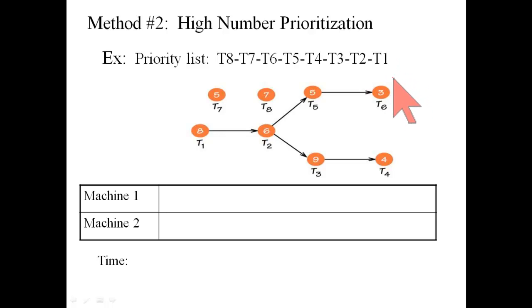You might want to pause the video and see if you can work this out, and I'll proceed here and do the example as well. Machine number 1 says, give me something to do. The highest priority task on this list is task 8. It has no prerequisites, so it's ready to be done. So we start machine number 1 with task 8 immediately. It's a 7-minute job, and so at time 7, machine number 1 will finish task 8.